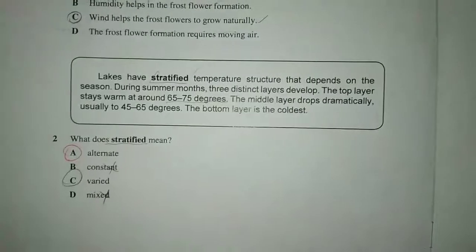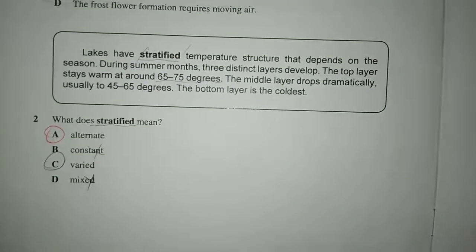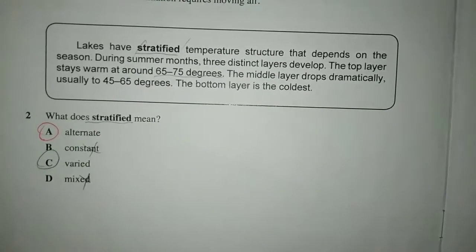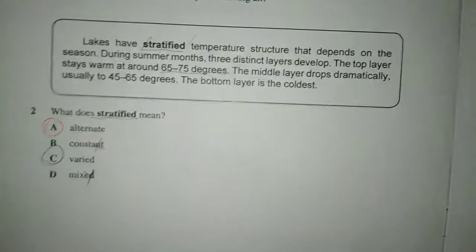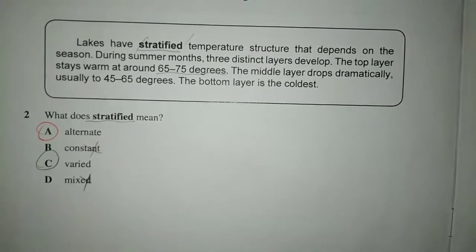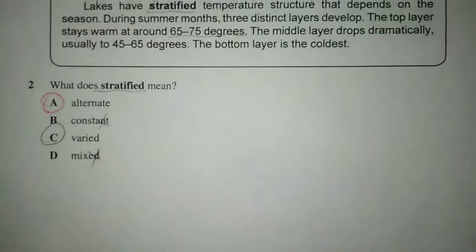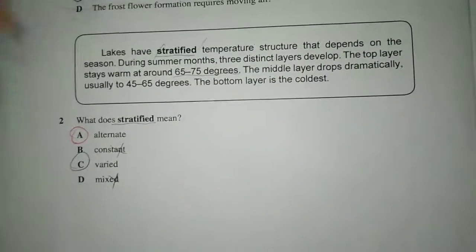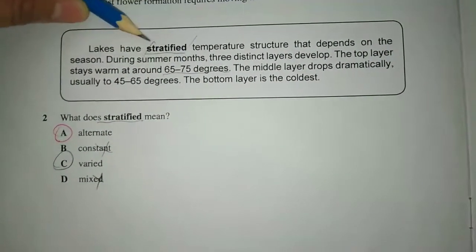Lakes have stratified temperature structure that depends on the season. During summer months, 3 distinct layers develop. The top layer stays warm at around 65 until 75 degrees. The middle layer drops dramatically, usually to 45 until 65 degrees. The bottom layer is the coldest. What does stratified mean? Okay guys, for question number 2 is about the meaning of the scientific words.